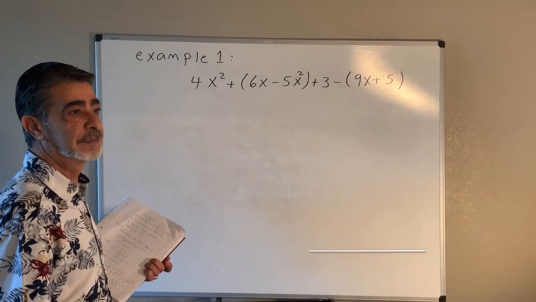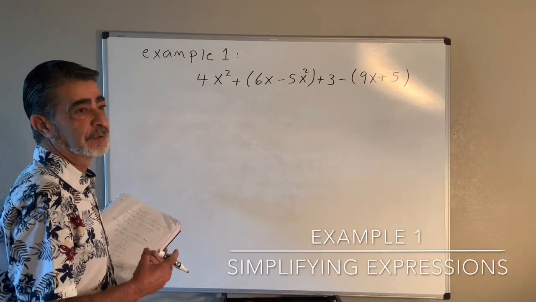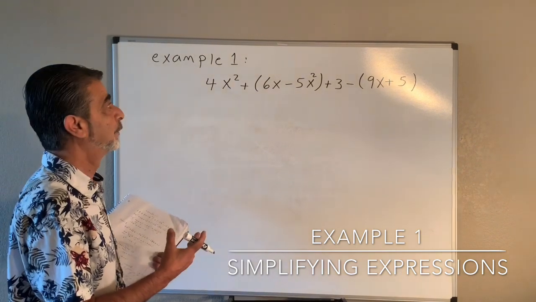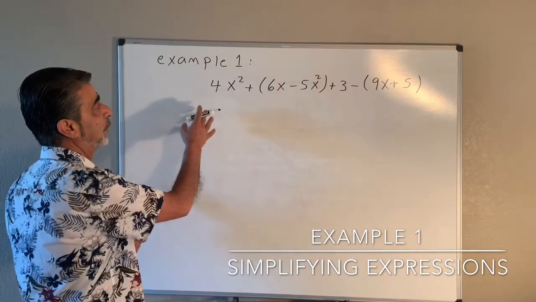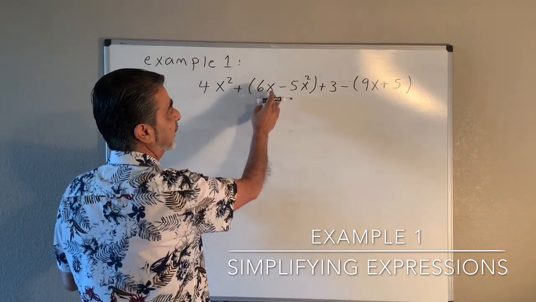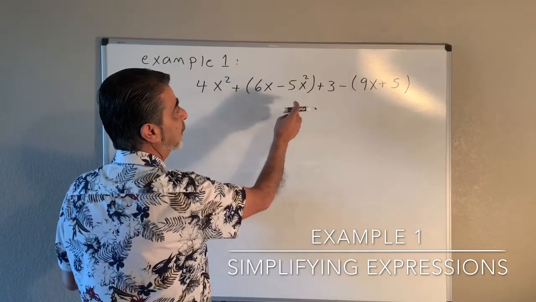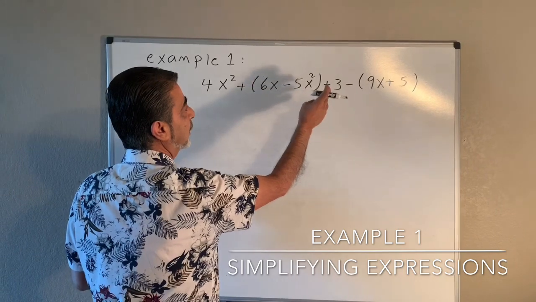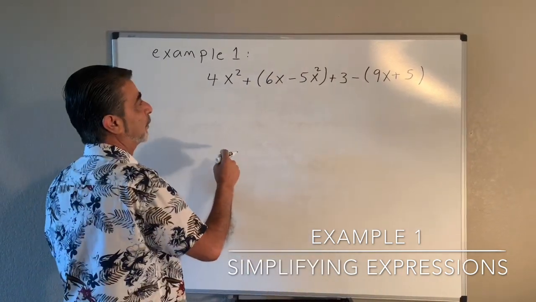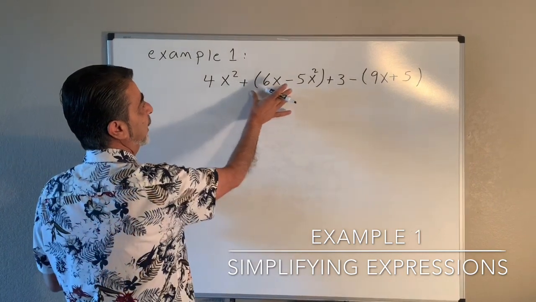Guys, hi. I'm going to give you some examples so they can help you in doing your power DOL for this week. Example 1: we have 4x squared plus, in the bracket, 6x minus 5x squared plus 3, minus, bracket, 9x plus 5. To solve this problem, first of all, we have to break the brackets.